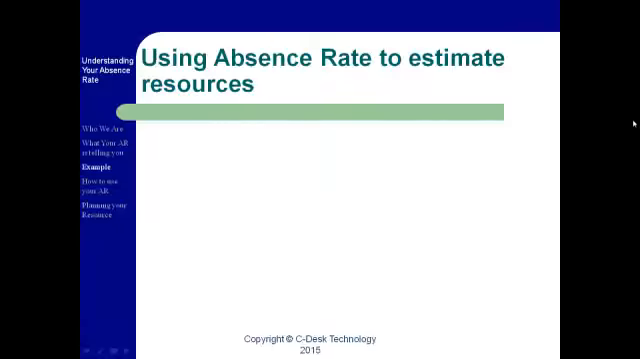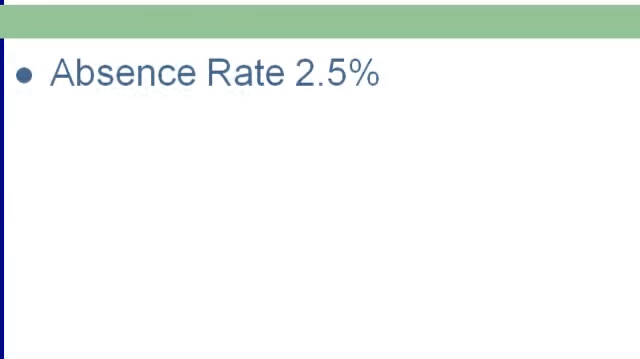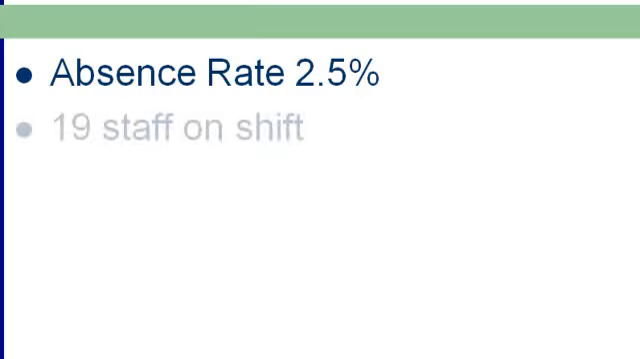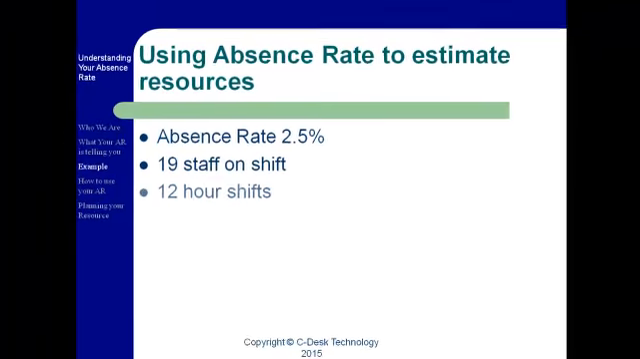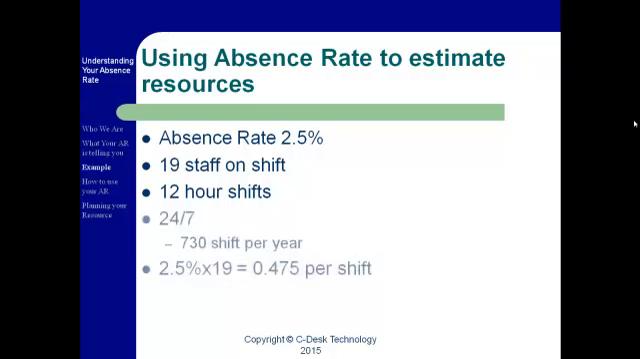Here is an example of how to use your absence rate to estimate how much resources you need to minimise the effect to the operation. So if you are having problems with absence, your absence rate is 2.5%, which is the national average. You have 19 staff on a shift, using 12-hour shifts. The operation is a 24/7 operation. That would mean there are 730 shifts per year. Now on average, that is less than one person absent per shift.